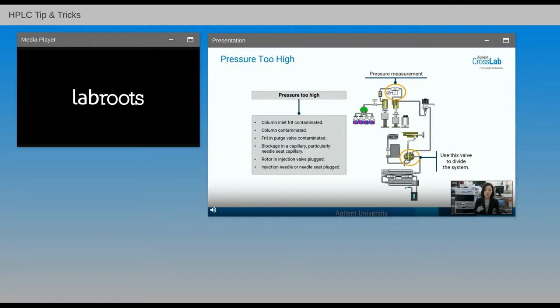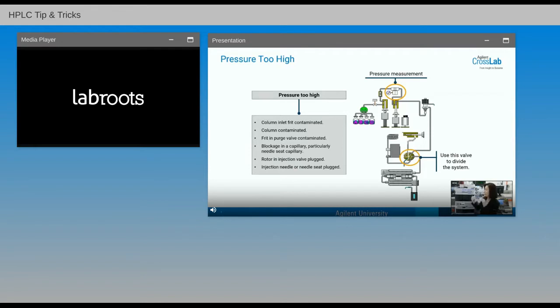Now we would want to go into pressure too high first, because that is the most common problem we usually face compared to low back pressure or fluctuating pressure. Okay, so now I will show you the real hardware itself so that you have a better idea where the cause of the high back pressure on the instrument could be. Wherever you see in the slide here, these are the guidelines, including column inlets with contamination, contaminated column, fluid purge valve, contaminated capillary, and so on.